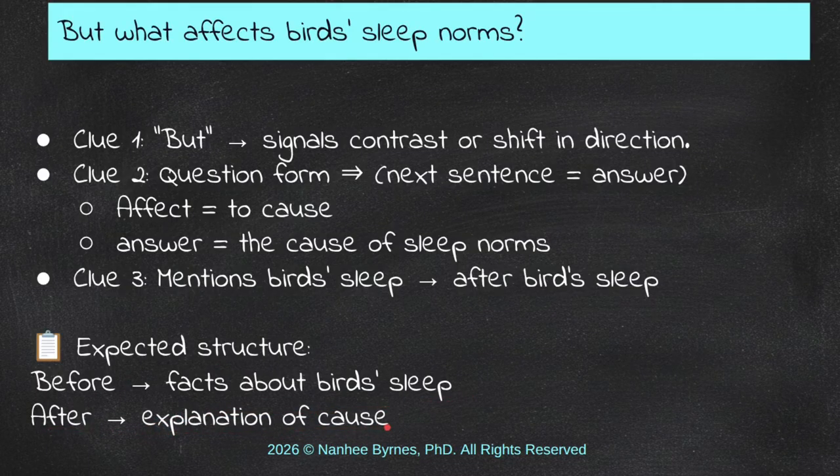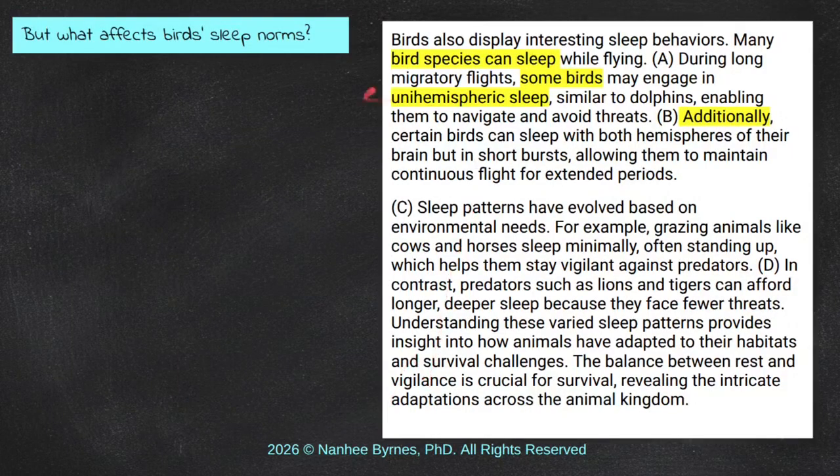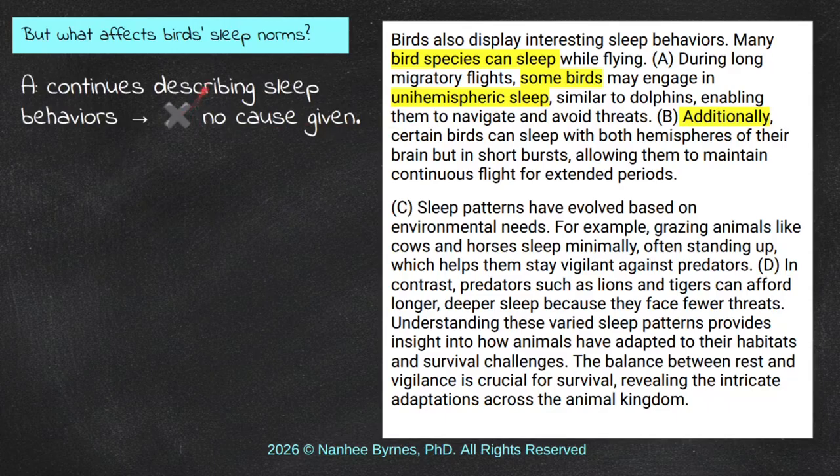Now let's check the options. The sentence before A talks about birds. Many bird species can sleep while flying. So at first, A seems possible. However, what comes after A? The next sentence continues describing birds' sleep behaviors. It does not answer the question about what affects sleep norms, so A does not work.